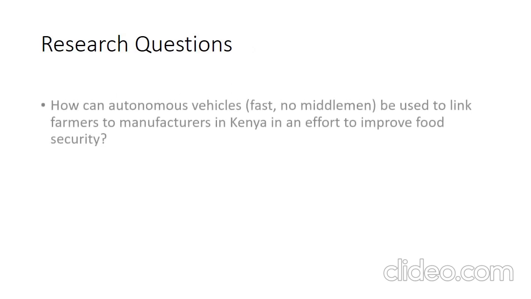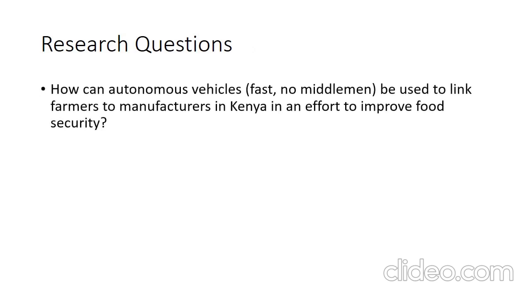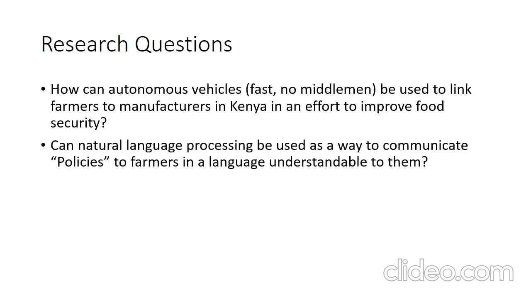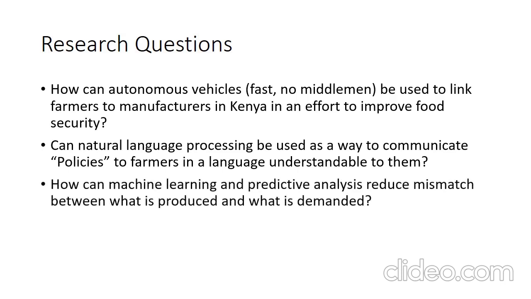Now, from the problems, the research aims to answer the following questions. How can autonomous vehicles be used to link farmers to manufacturers in Kenya in an effort to improve food security? Number 2, can natural language processing be used as a way to communicate to farmers in a language understandable to all of them? And the last question is, how can machine learning and predictive analysis reduce mismatch between what is produced and what is demanded?